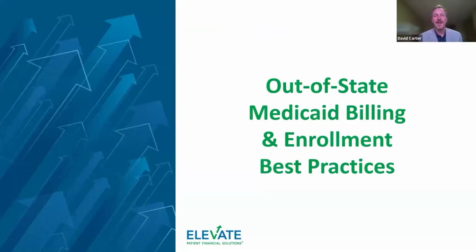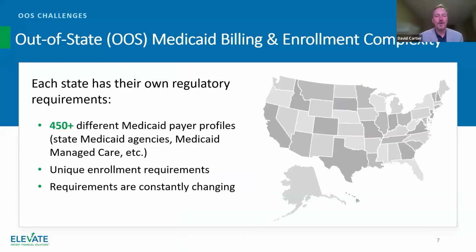All right, next slide. I'm going to turn this over to Jez, our out-of-state Medicaid billing and enrollment program. Jez's team manages about 60,000 out-of-state Medicaid claims per year, and in that also about 3,000 plus provider enrollments. And we work with every state across the country and all of the different payers on a daily basis. All right, I'm going to turn it over to Lisa.